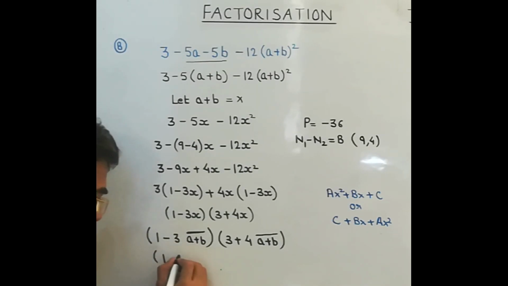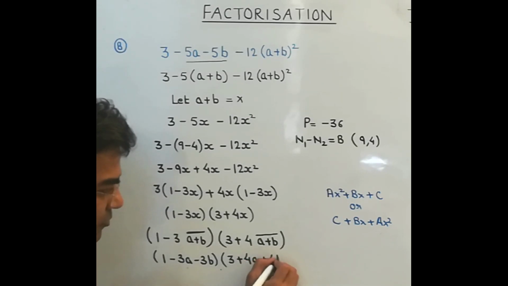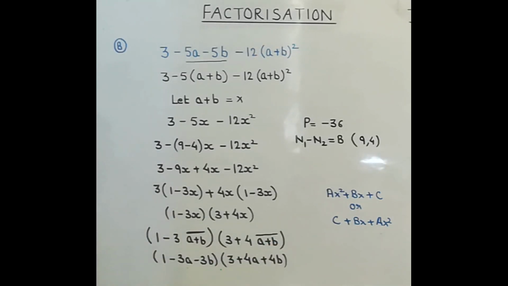This will give you minus 3a minus 3b. Here when you open the bracket, 4a plus 4b. So this will be your final answer. Hope this is clear to you. Substitution, and then at the last we have again substituted value for x. So we can pause and note down this.